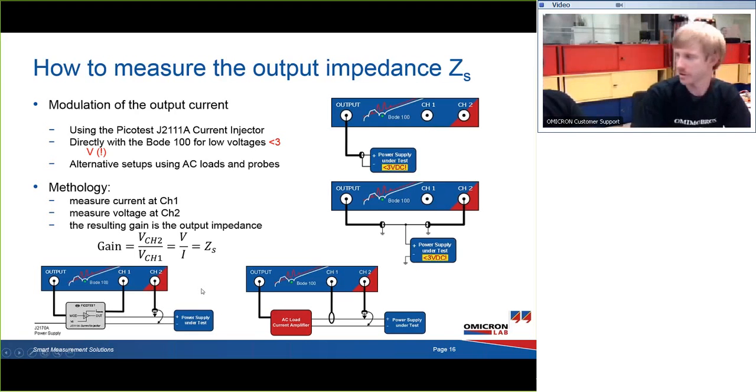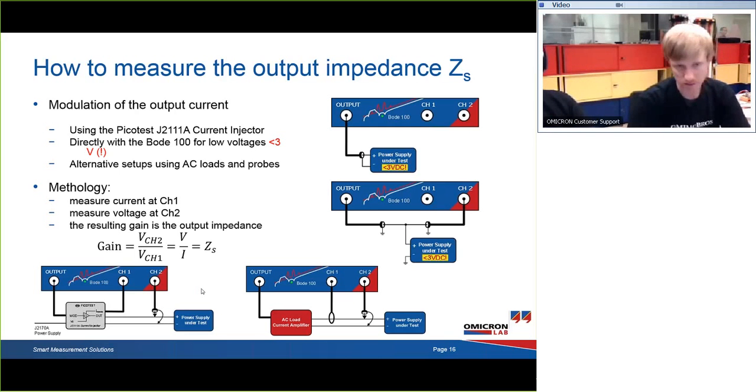Well, this works fine for power supplies that deliver current up to 10 amps, maybe something like that, or a little bit less. If you need very high voltages and very high currents, then it can be that the Picotest J2111A is not strong enough.